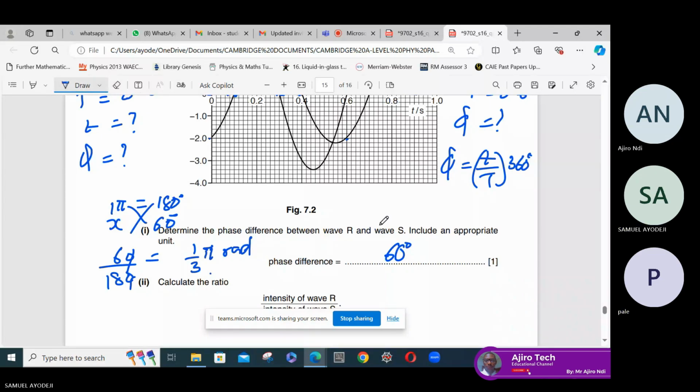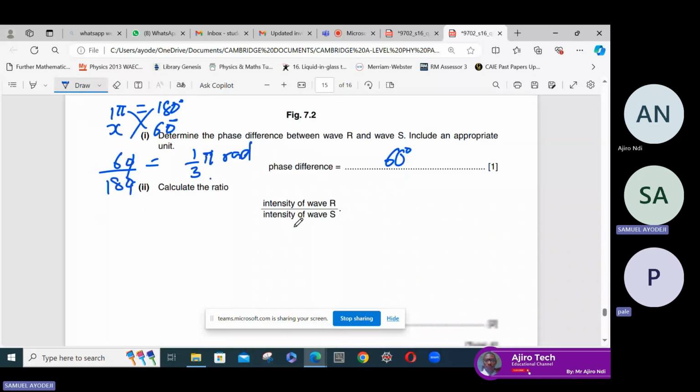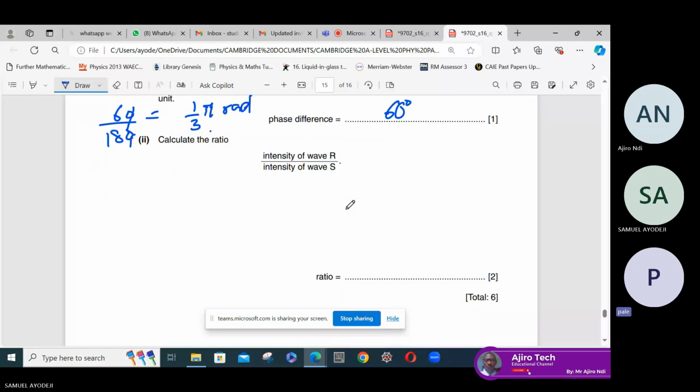Now, for the ratio, I managed to get the answer. You can get that, right? Yes, sir. That one is fine.